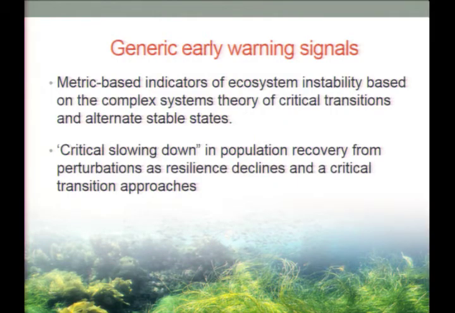I'd also like to talk to you a little bit about a different type of early warning indicator. These are based on statistical properties of the data, and they're called generic early warning indicators. These metric-based indicators are based on complex systems theory of critical transitions and alternative stable states, and in particular, they're related to this phenomenon of critical slowing down in population recovery from perturbations as resilience declines and a critical transition approaches.